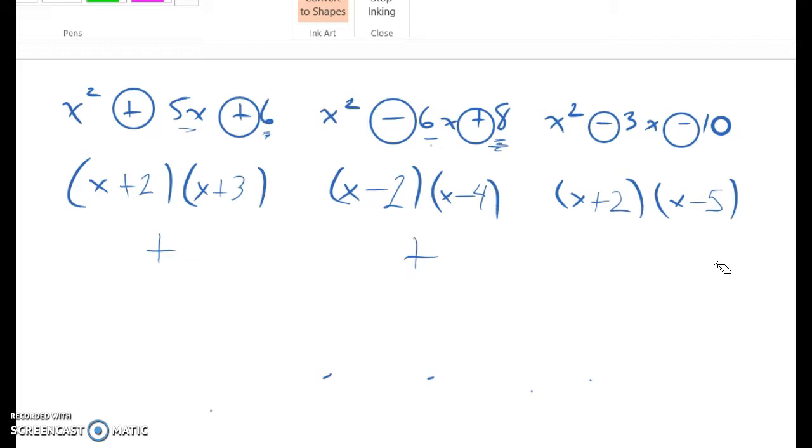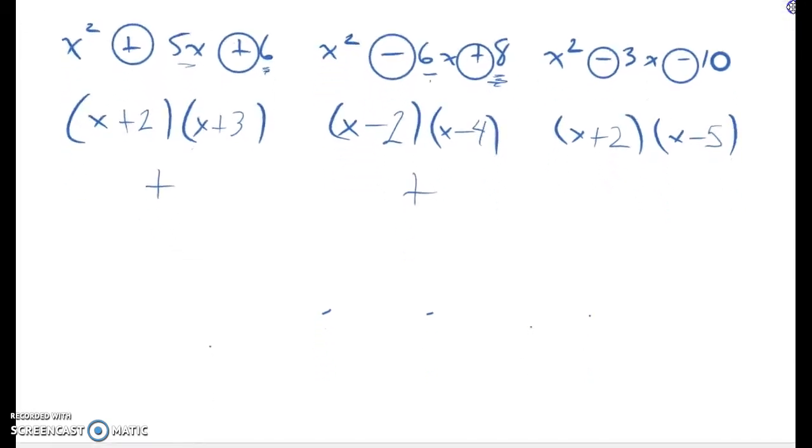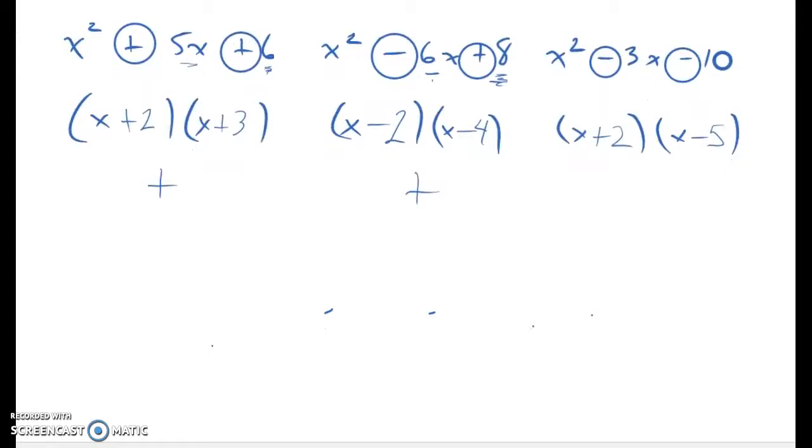You can do that by factoring the binomial, which is a skill we've already learned. Sorry about that. So let's go ahead and factor this. X squared minus 5x plus 2x minus 10.